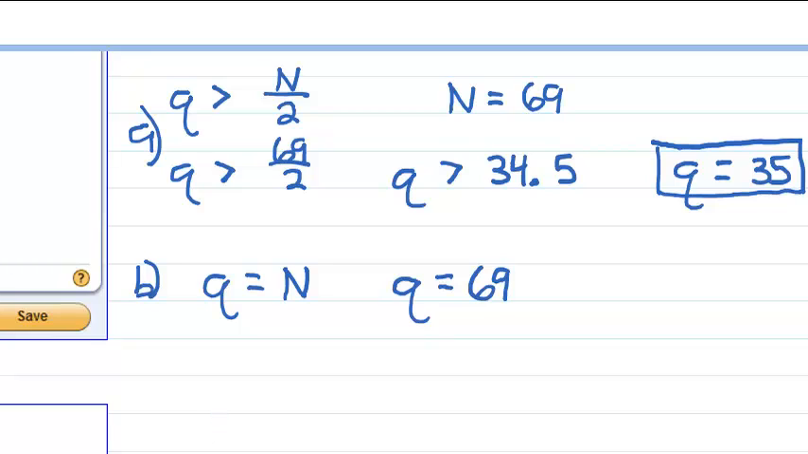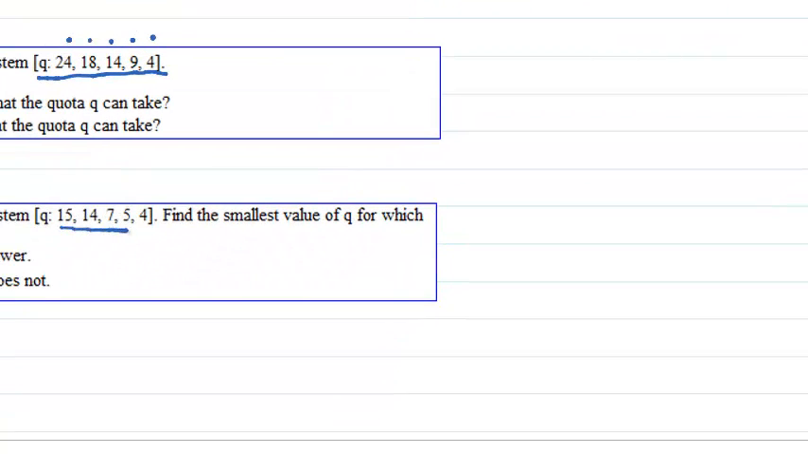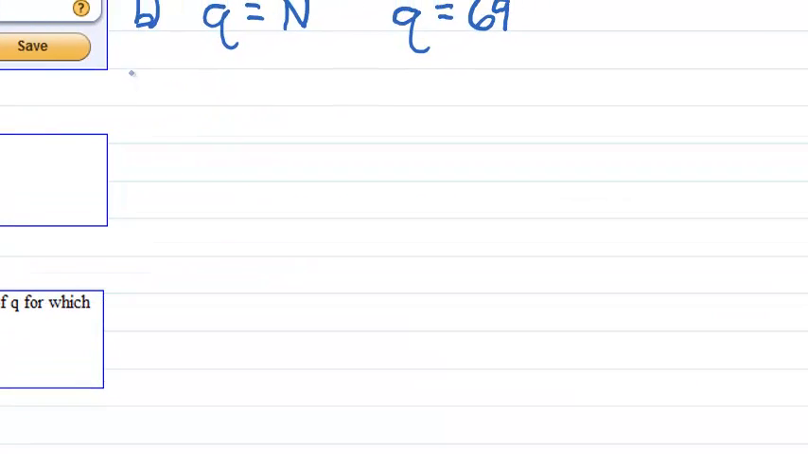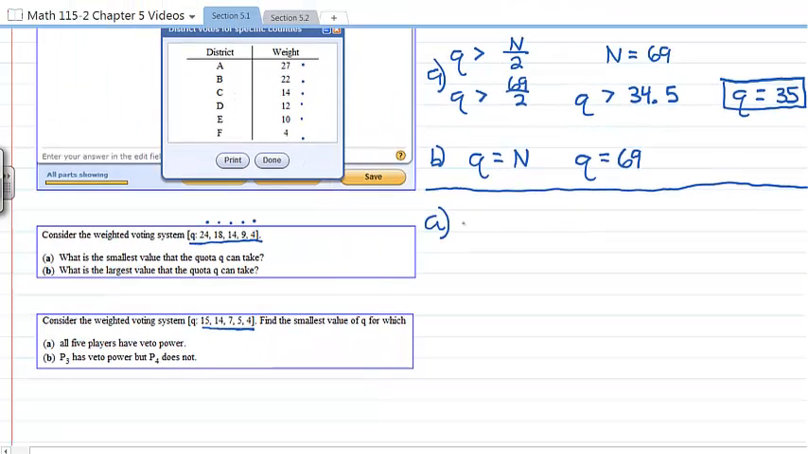All right, last question here. Consider the weighted voting system Q, 15, 14, 7, 5, 4. Find the smallest value of Q for which A, all 5 players have veto power. All right, so part A here.